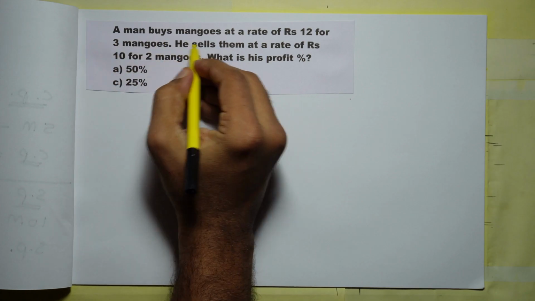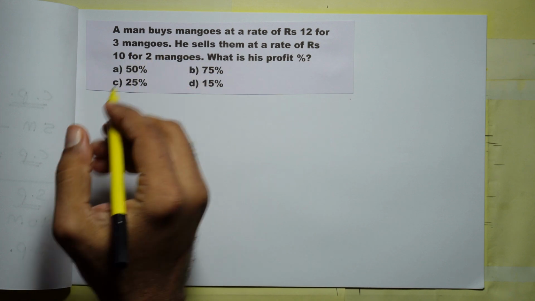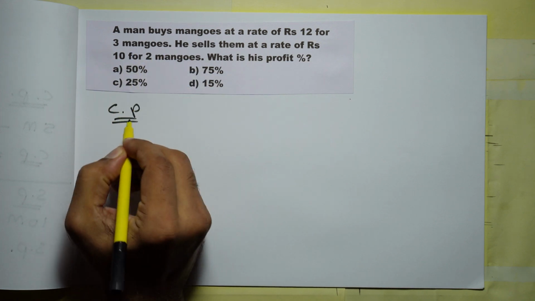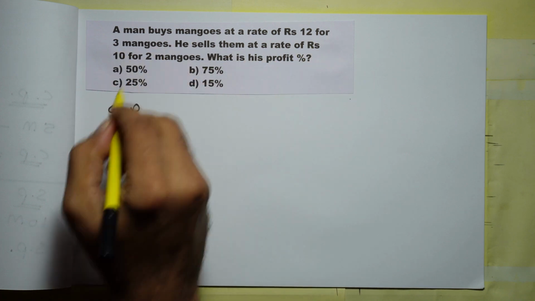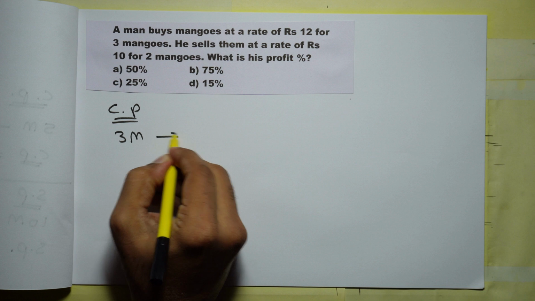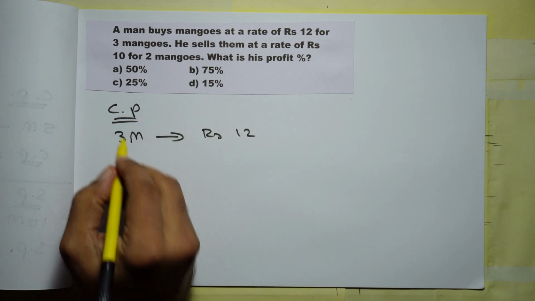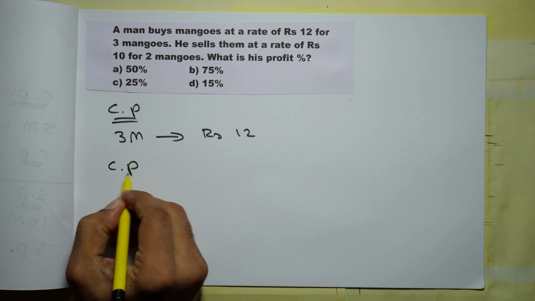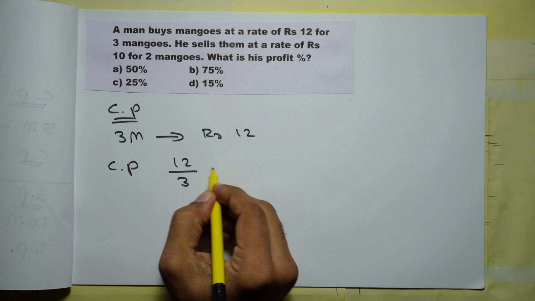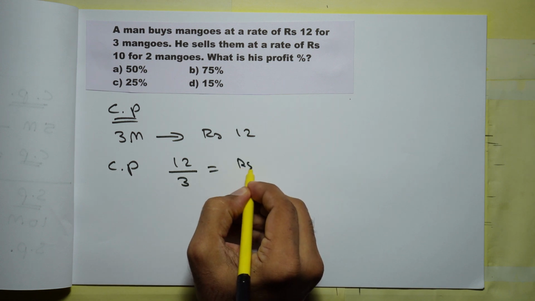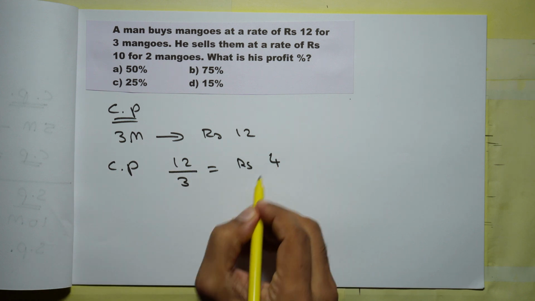A man buys mangoes at a rate of rupees 12 for 3 mangoes. So first of all let us calculate the cost price. He buys it at rupees 12 for 3 mangoes. So for 3 mangoes he pays rupees 12. So first we'll calculate the cost price per mango. So that will be rupees 12 for 3 mangoes. So you will get it as rupees 4. So this is the cost price per mango, rupees 4.